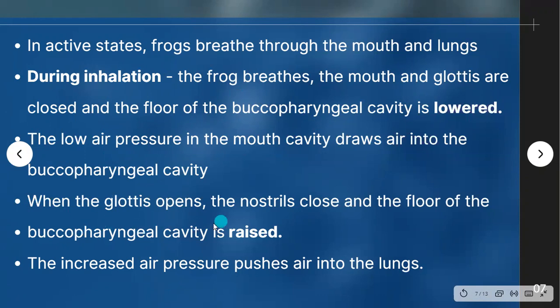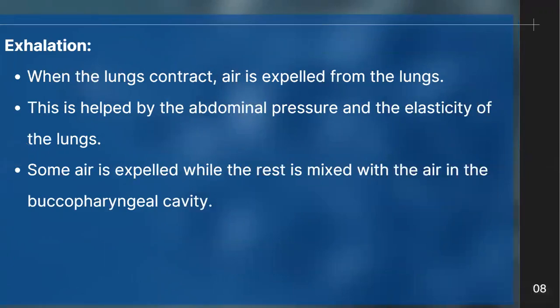When the glottis opens, which is the second phase, the nostrils close and the floor of the buccal-pharyngeal cavity is raised. When the buccal-pharyngeal cavity is raised, the pressure increases and pushes the air into the lungs. This is the whole process of the inhalation. During exhalation, the lungs contract and air is expelled from the lungs. This is helped by the abdominal pressure and also the elasticity of the lungs.